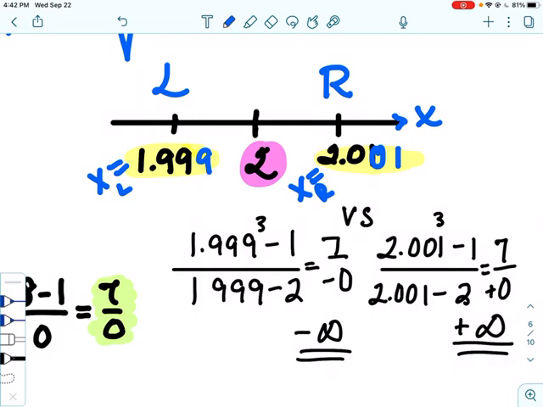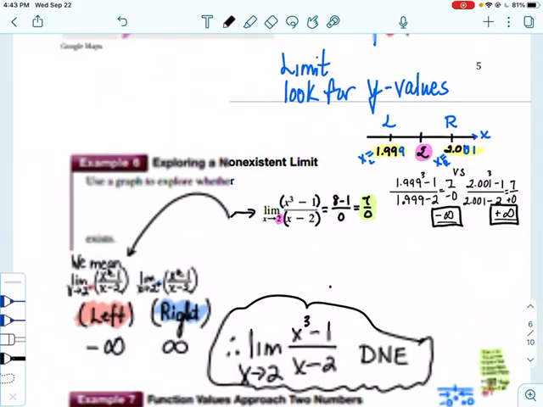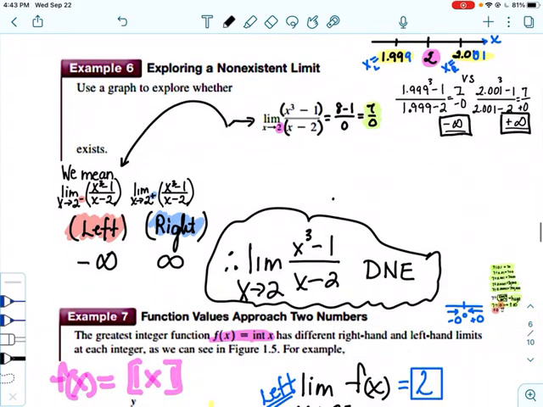So if I put in 1.99, missing a decimal place there, 1.99 minus 2, it's going to be a negative 0. And if I put in a 2.001 on the right-hand side, it's going to be a positive 0. So that'll give you the two answers. On the left, your limit's going to approach negative infinity. On the right, infinity. Sometimes you won't have a graphing calculator, and that's a really easy way to determine what is going to happen at your asymptotes.